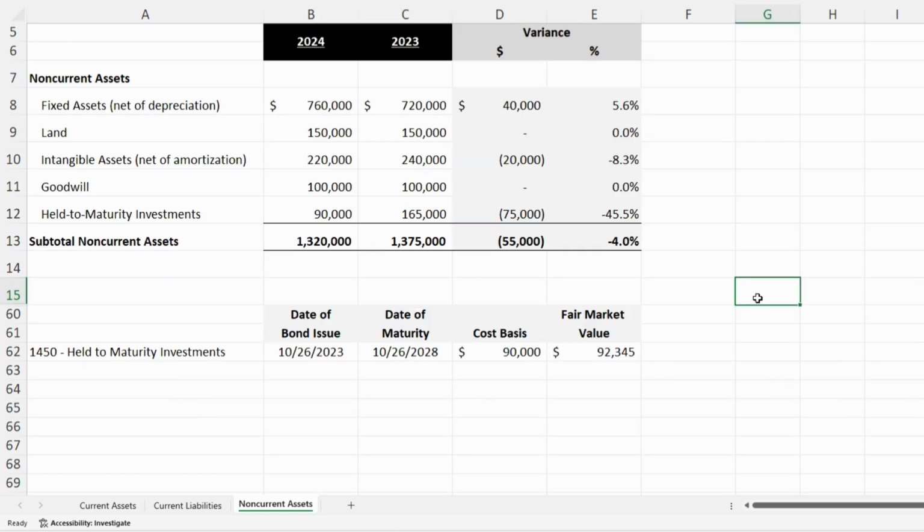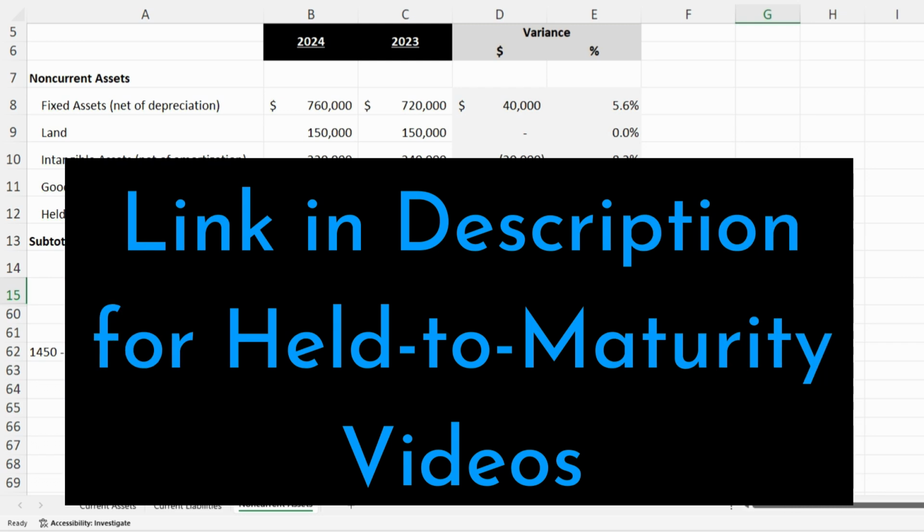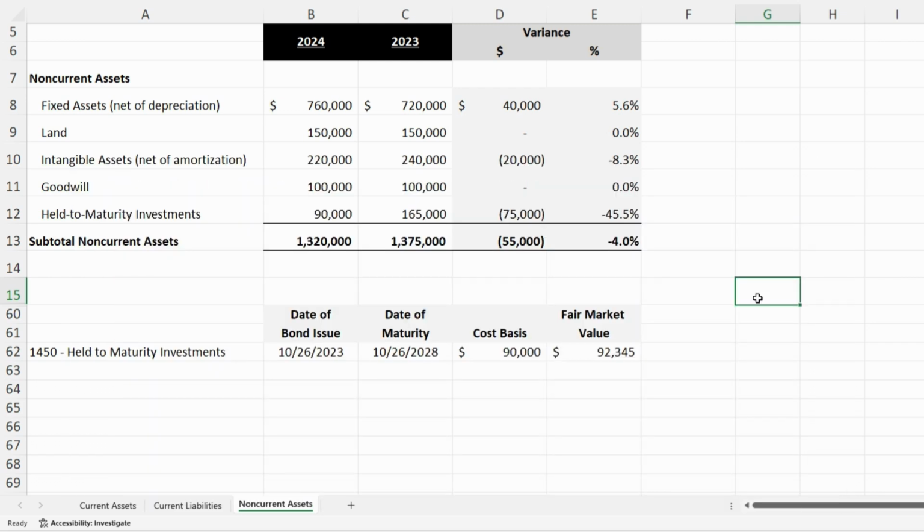Our fifth and final category of non-current assets is held to maturity investments, one of my least favorite categories of investments. I have plenty of videos going over this. I will link several in the description if you want to see why I do not particularly care for held to maturity investments, but we're going to go through it on our balance sheet. So held to maturity investments, these are going to be debt investments. They're going to be fixed income, and we are anticipating holding them until they mature.